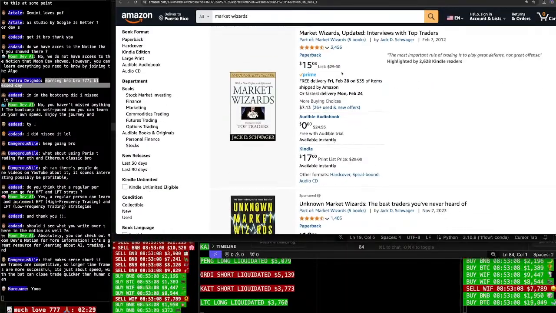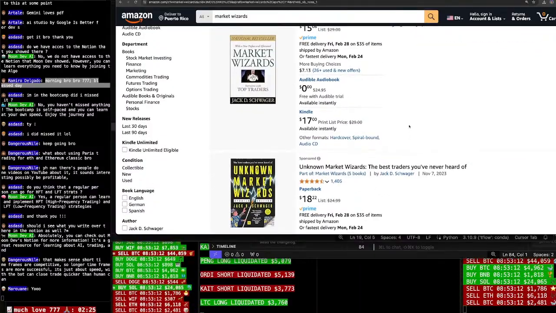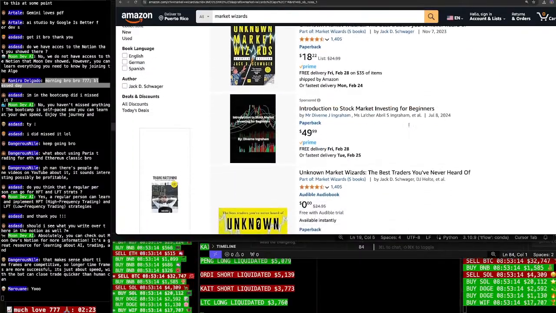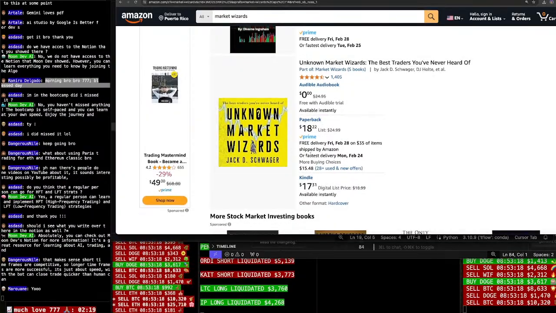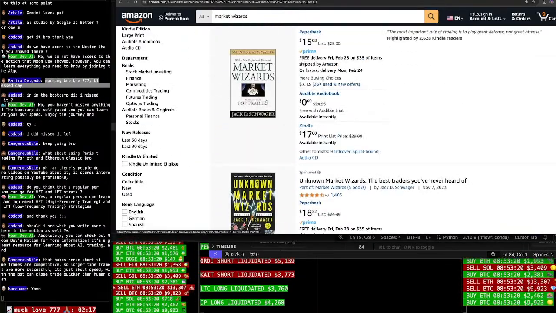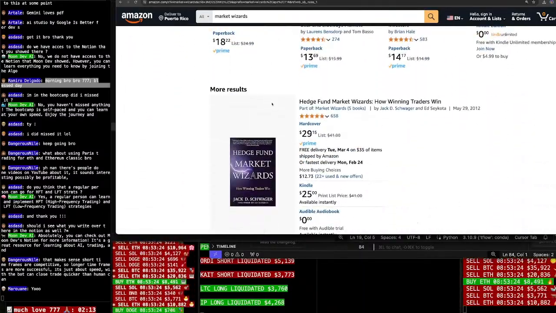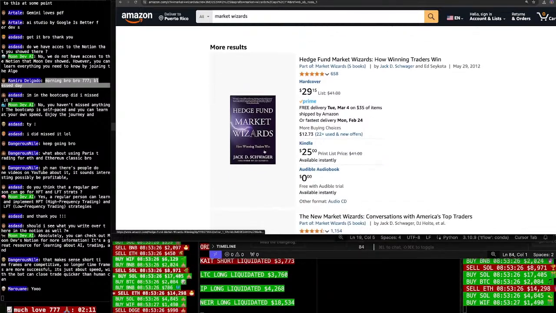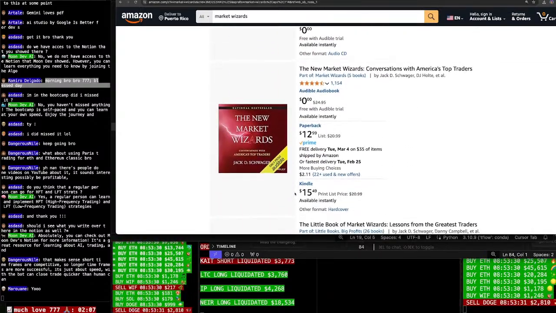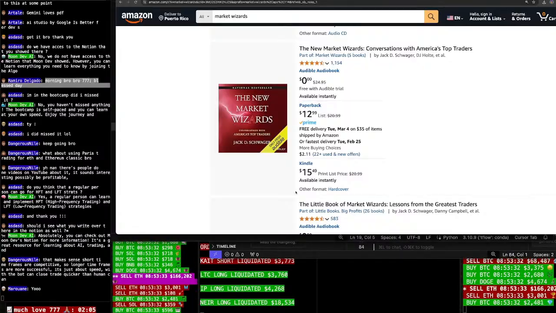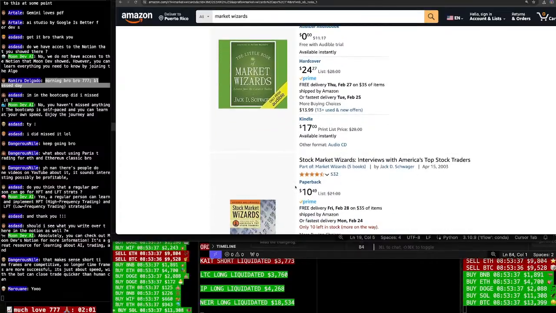I would say that's 100%. And then read the Unknown Market Wizards. Read both of them. Read all of his books, really. Unknown Market Wizards is really cool. Market Wizards is his first book, and then Unknown Market Wizards, I think, is his second book. Hedge Fund Market Wizards. So I think he has three or four Market Wizards books. There's 4 books. I would listen to him on Audible if I were you. But if you're a reader, read them. Whatever you got to do, dude.